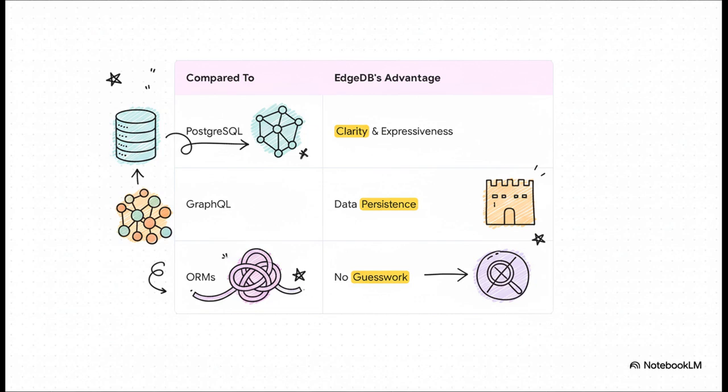Compared to just raw PostgreSQL, it adds this incredible layer of developer-friendly clarity. Unlike GraphQL, it's not just an API layer, it is the database. It holds the data. And when you put it up against traditional ORMs, well, it gets rid of all that messy mapping and guesswork. You get direct, typed access to your data just as you defined it.